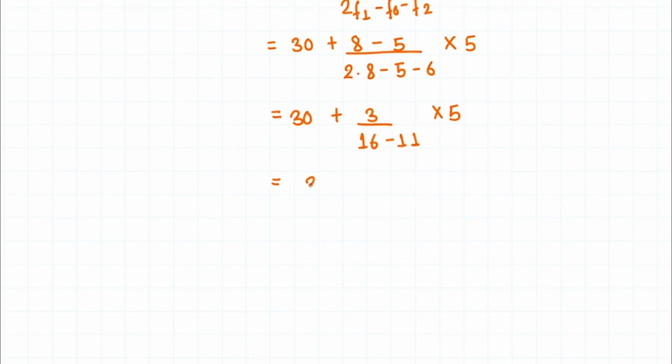This is going to be equal to, we have 30 plus 3 divided by 16 minus 11 is 5 times we have 5 over here as well. So we can cut this 5 and that 5 and we get 30 plus 3, which is 33. And then that's our mode. So that's how you find the mode of a continuous data.